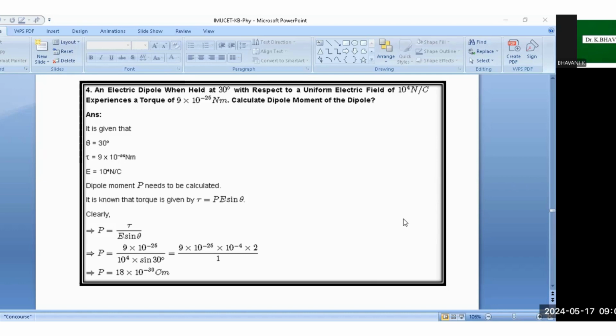They ask us to calculate the dipole moment P. So rearranging, P is equal to tau by E sine theta. Substitute tau 9 and E is 10 power 4, sine 30 degrees. So we will get the answer 18.